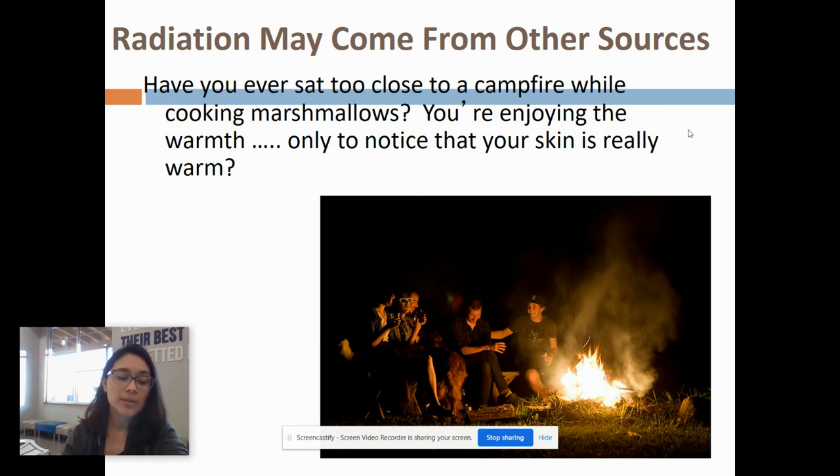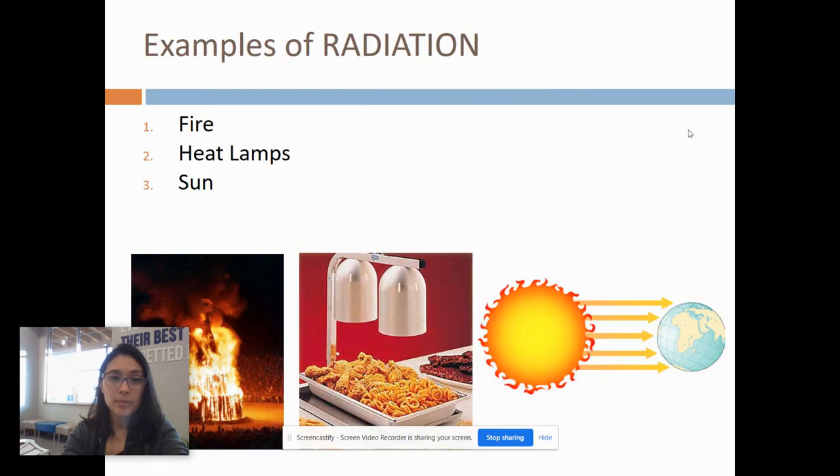Radiation can also come from other sources besides the sun. If you've ever been near a fireplace, or been camping or had a bonfire, cooking marshmallows or hot dogs, and you're sitting too close to the fire and you're enjoying the warmth, or you get too hot, and your skin gets really warm, it's because that heat transfer is occurring through the waves of the fire. You're not touching it, so that's not conduction, and it's not through water or the air necessarily, so it's not convection. It's through radiation. Examples of radiation are fire, heat lamps, or the sun.